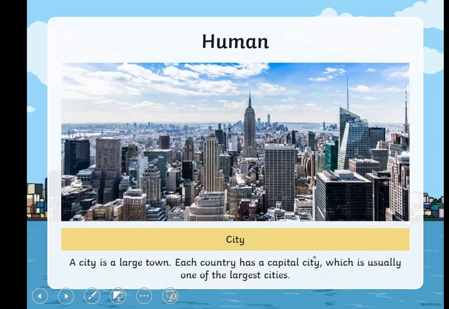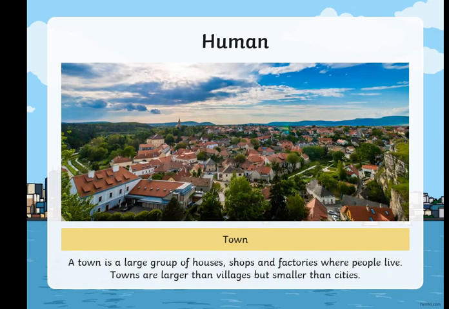Human. City. A city is a large town. Each country has a capital city, which is usually one of the largest cities, like ours, London. A town. A town is a large group of houses, shops and factories where people live. Towns are larger than villages, but smaller than cities.